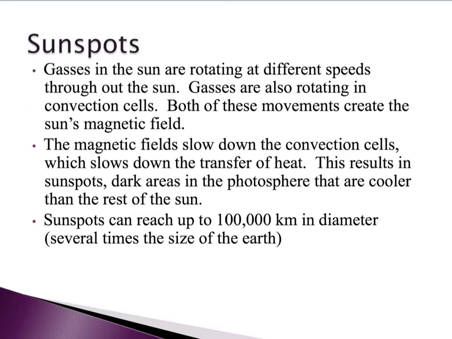Sunspots are cool, darker areas on the Sun. In this case, gases are rotating at different speeds throughout the Sun. The gases are rotating in convection cells. Both of these movements are created by the Sun's magnetic field. However, the Sun's magnetic field will slow down the convection cells. This will result in the top of the convection cell getting cooler because it's farther away from the heat source for a longer period of time. This will create the dark areas on the photosphere. Sunspots can reach up to 100,000 kilometers in diameter. This is several times the size of our Earth.